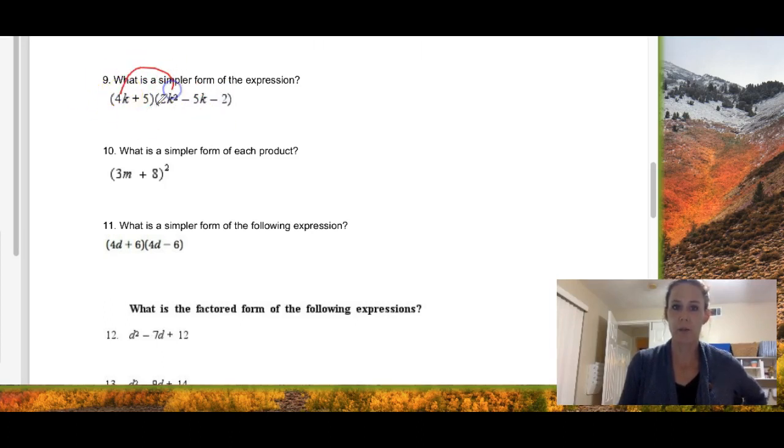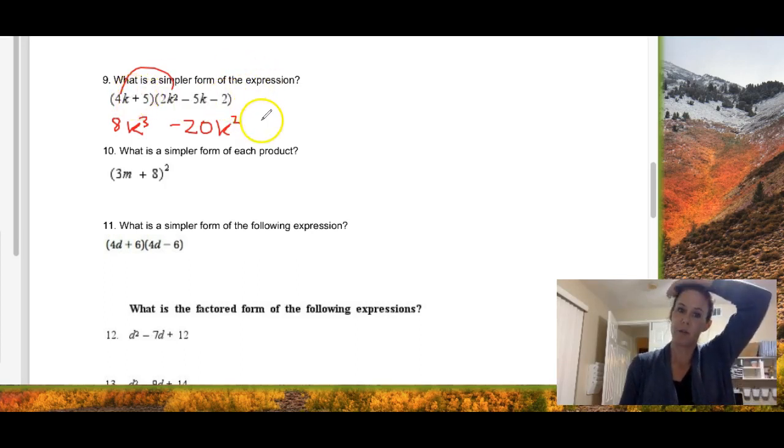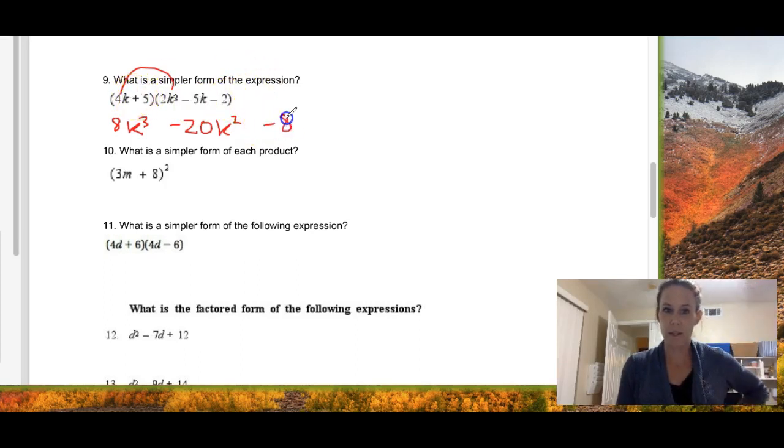4k times 2k squared is going to give me 8, and then k times k squared will be k cubed. And then 4k times negative 5k is going to give me negative 20, and then k and k will give me k squared. And then 4k times negative 2 will give me negative 8k. Right? So that was the 4k multiplying by everything.